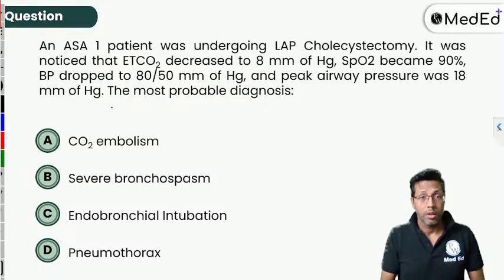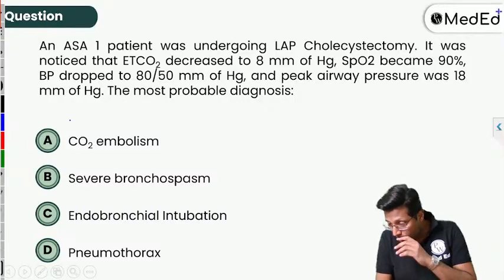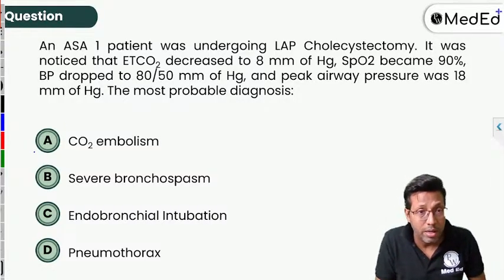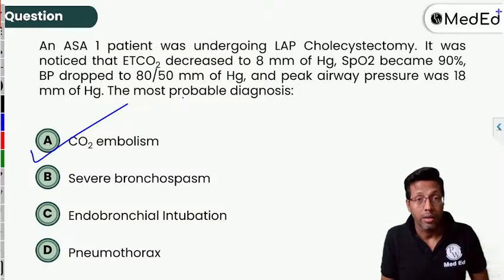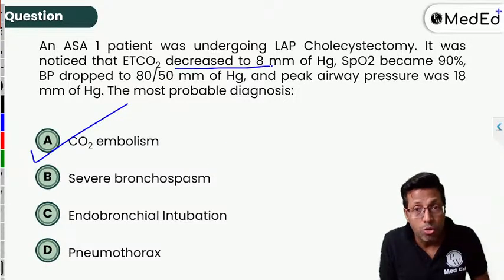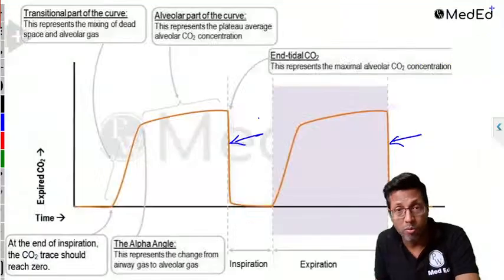See what is given. Everyone else has marked the correct answer. It is embolism. So you will have to think first about what is given. EtCO2 has decreased to 8. Let's go back right now. Forget about what we have studied before.